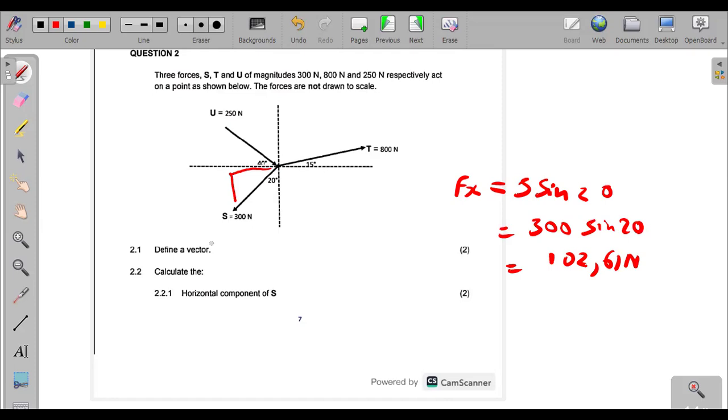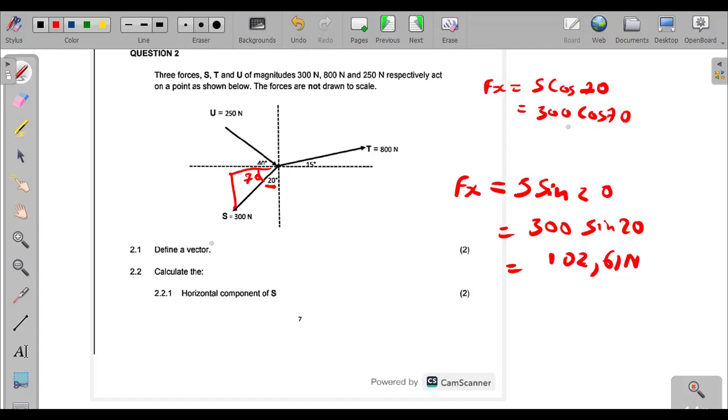Alternatively, we could have determined this angle from this other diagram that I'm indicating here. We can determine this angle by simply saying 90 minus 20, and that will give us 70. So we have now the angle to the horizontal. So when we use that, we say Fx is equal to S cos 70. We are supposed to arrive at the same answer, 300 multiplied by cos 70.